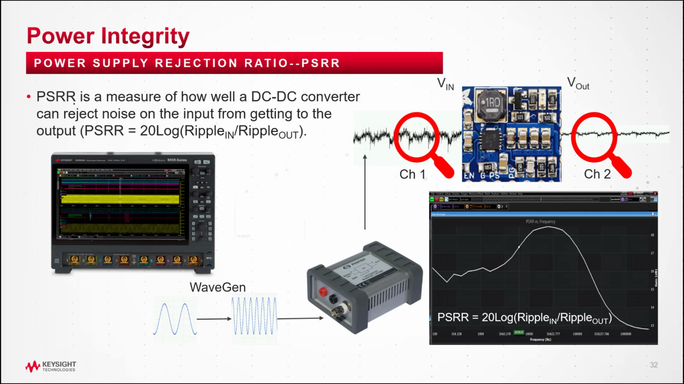Same kind of procedure for something like the control loop response, where we're checking the stability of the feedback network on our switching regulators.